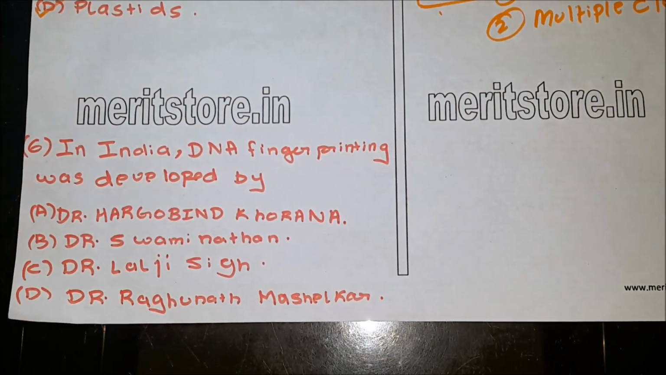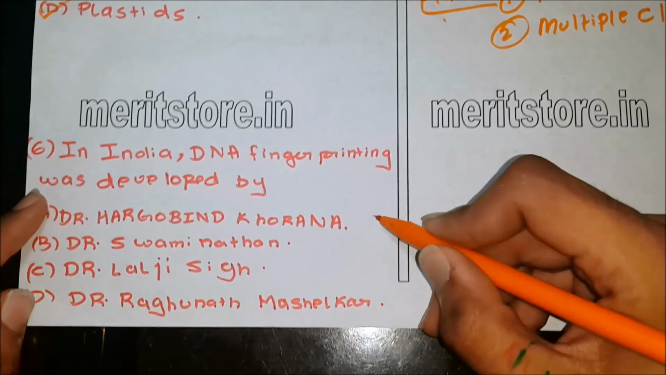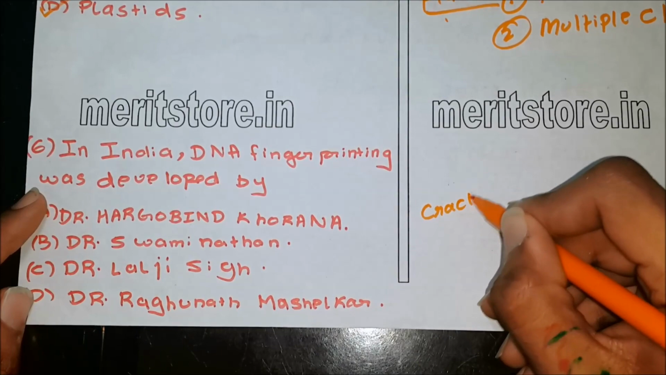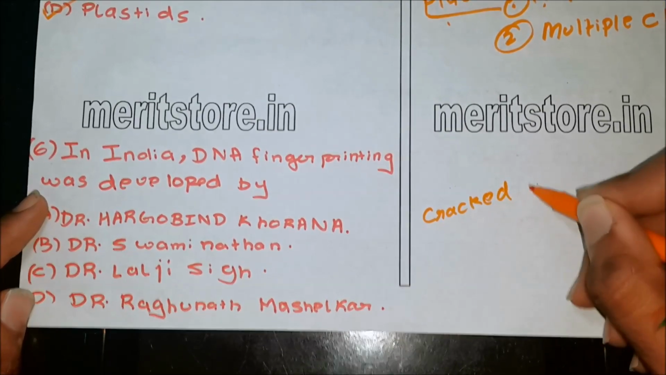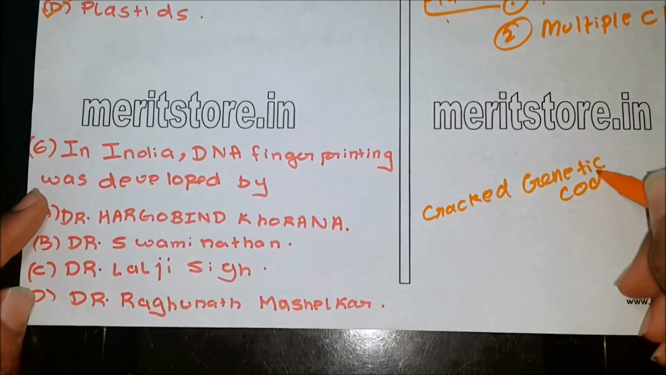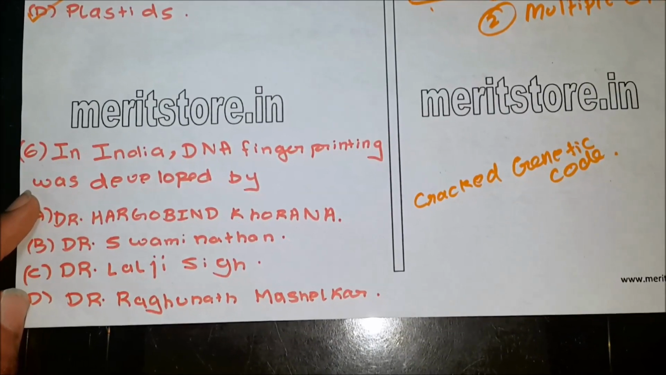Now moving on to the next MCQ. In India, DNA fingerprinting was developed by, our options are Dr. Hargovind Khurana, Dr. Swaminathan, Dr. Lalji Singh, and Dr. Raghunath. I know this is a theory question. Just to make it a little bit productive, I would say Dr. Hargovind Khurana, he cracked the genetic code, which is why he got the Nobel Prize as well.